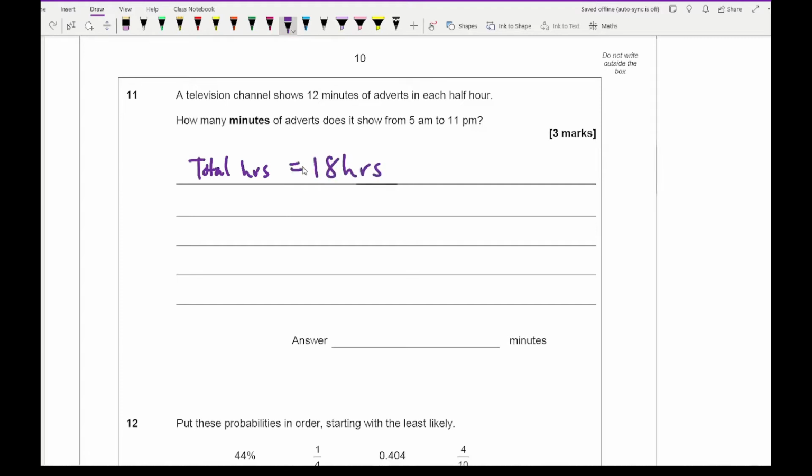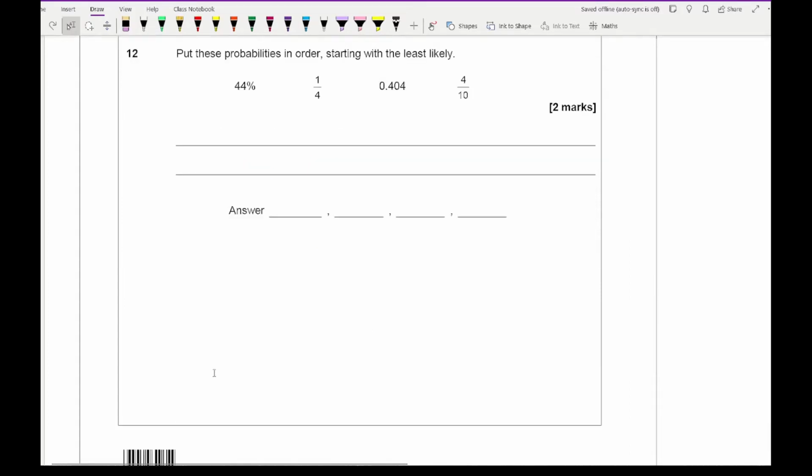Now in those 18 hours, there's going to be 12 minutes of adverts for every half hour. So if I have 18 hours, I'm going to have 36 half hours. So to work out how many minutes of adverts, it's going to be 36 times 12, which if I work out on my calculator gives me an answer of 432 minutes.